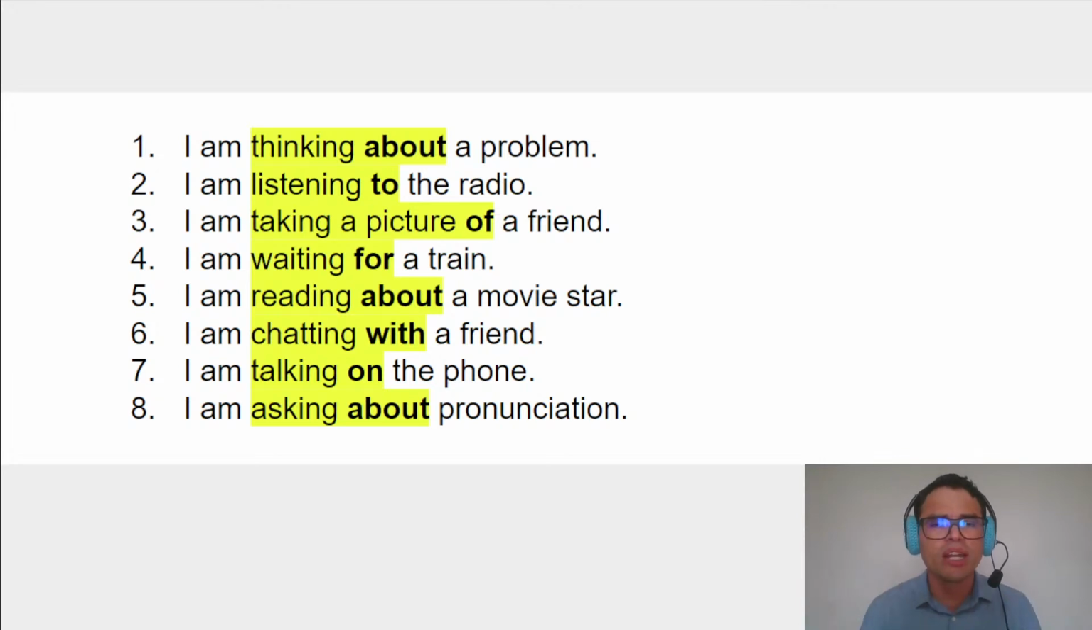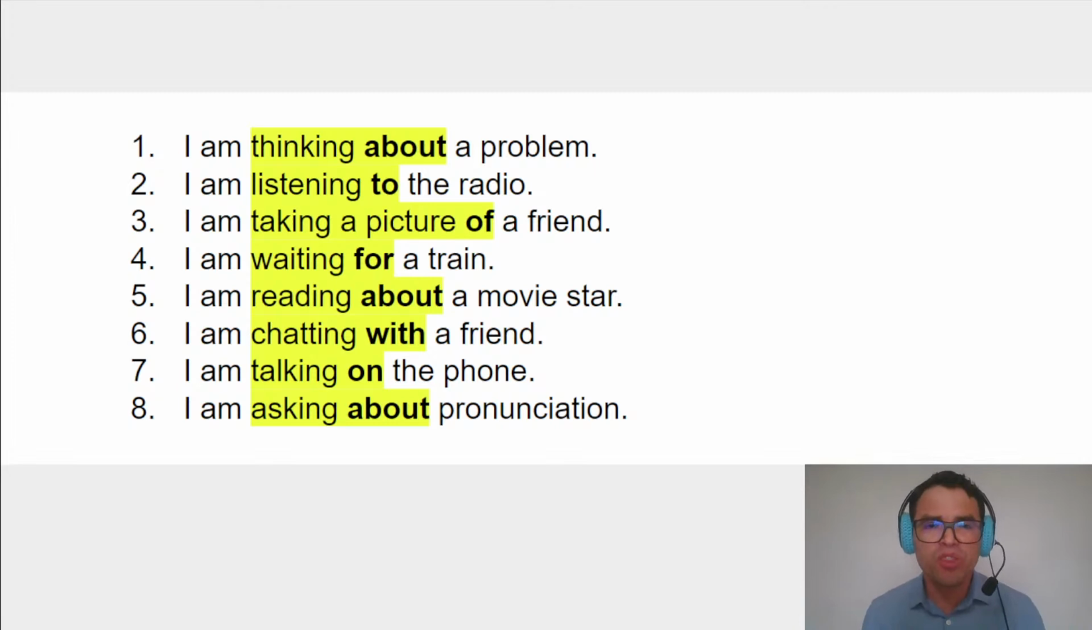For example, number one, think about. Number two, listen to. Number three, take a picture of. Number four, wait for. Number five, read about. Number six, chat with. Number seven, talk on. Number eight, ask about. Look at how you can use these combinations, so to speak, these collocations in the present continuous to talk about what you are doing at the moment of speaking.